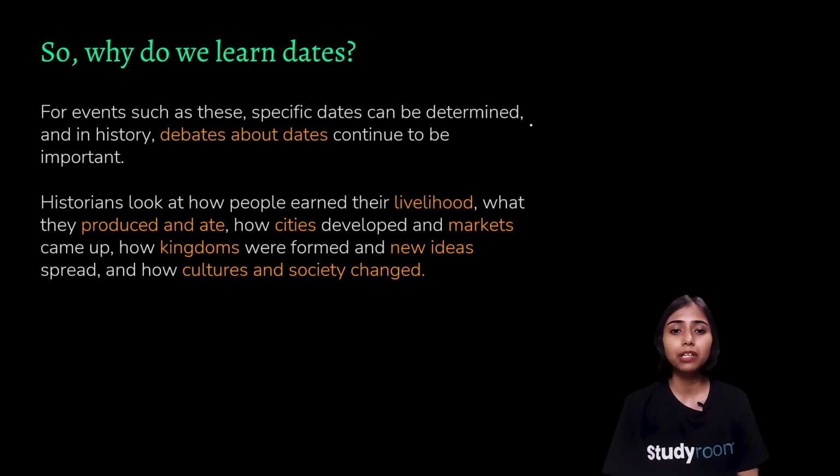Historians look at how people earned their livelihood, what they produced and ate, how cities developed and markets came up, how kingdoms were formed and new ideas spread, and how cultures and societies changed.